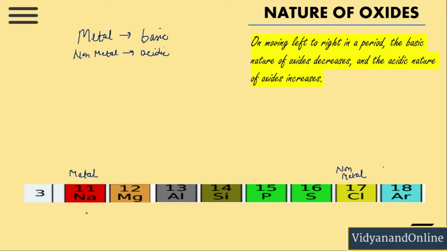So we can say as we move from left to right, the basic nature of oxide decreases and the acidic nature of oxide increases. Here also we are not taking into consideration the noble gas. So this was all about the characteristics of period in a periodic table. Now let us quickly jump to the characteristics of groups.